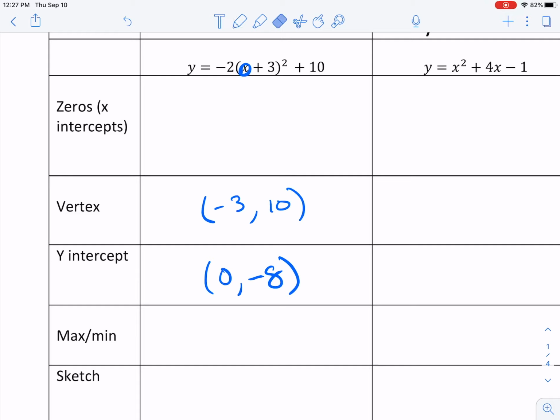Does it have a max or a min? Notice that this one is opening down, and so it's going to have a max at the vertex. So the vertex was (-3, 10). I'm not sure exactly what we wanted to write in the answer key, but there you go.